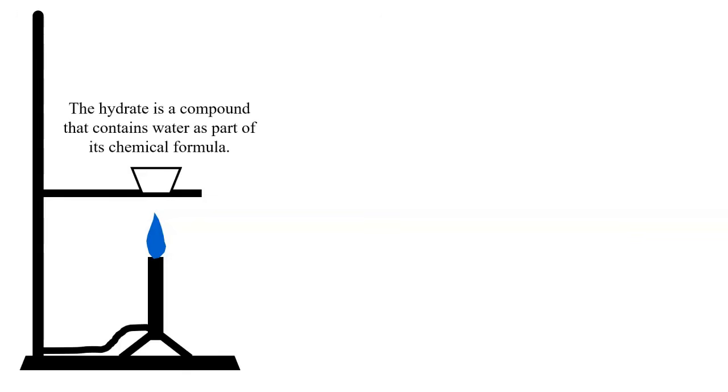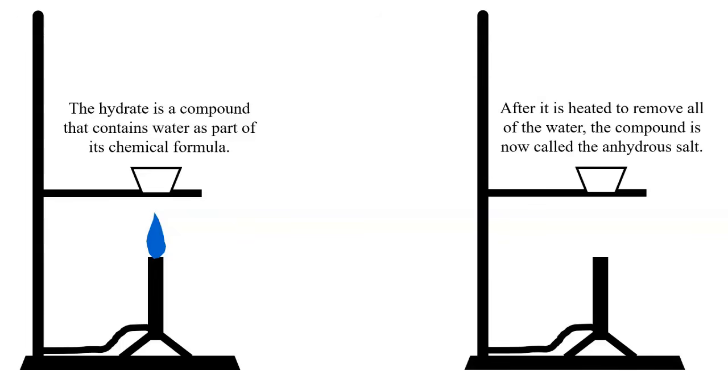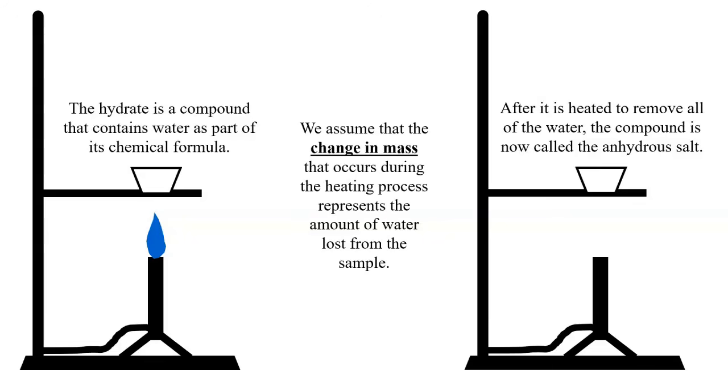A hydrate is a compound that contains water as part of its chemical formula, and the hydrate is heated until constant mass is achieved. So it's heated to drive off all of the water by evaporation. After it's heated to remove all of the water, the compound is called the anhydrate or the anhydrous salt. The difference in mass between before it was heated and after it's heated, we assume that change in mass that occurs during the heating process represents the amount of water lost from the sample.